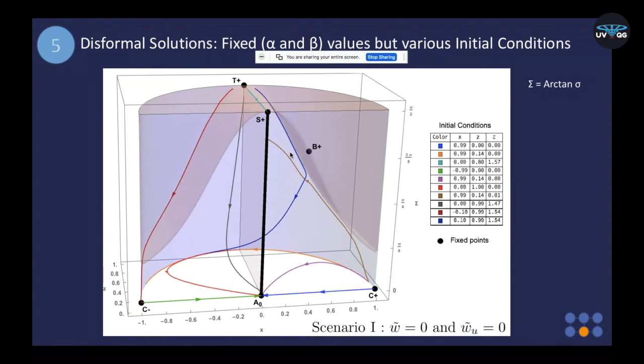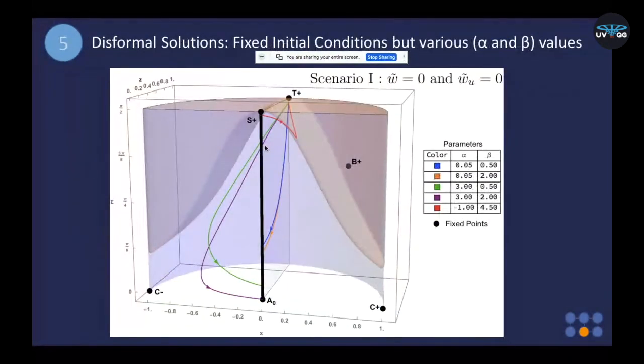We can also see that the dynamical system is sensitive to the chosen initial condition. What I mean is, if the initial condition is chosen near C plus, the dynamical system ends up either near A naught, which is the attractor, or the equilibrium line S plus. Yeah, exactly.